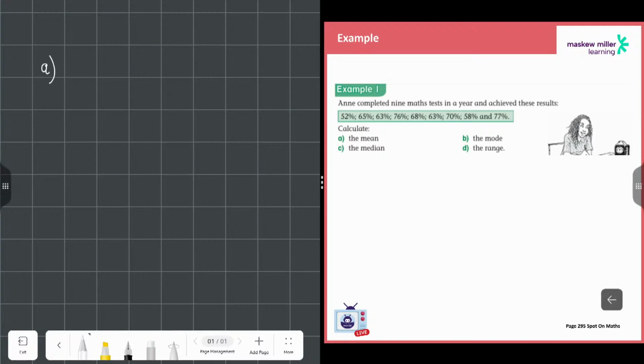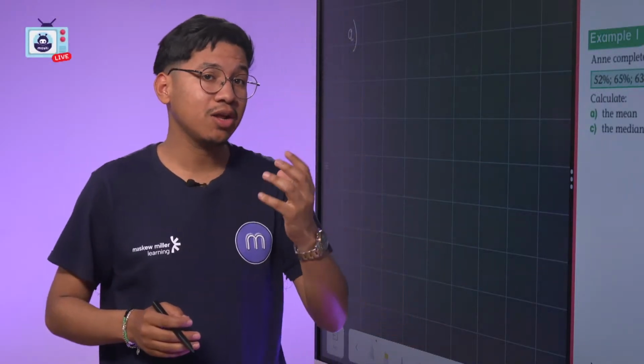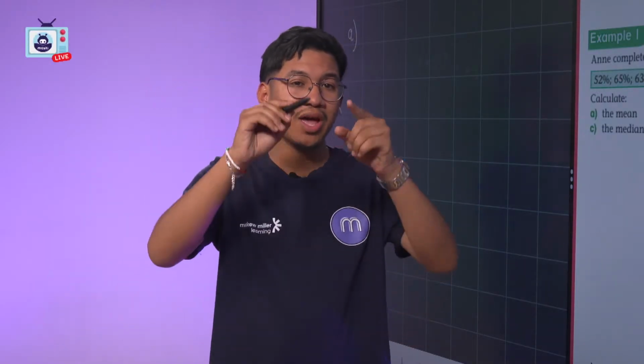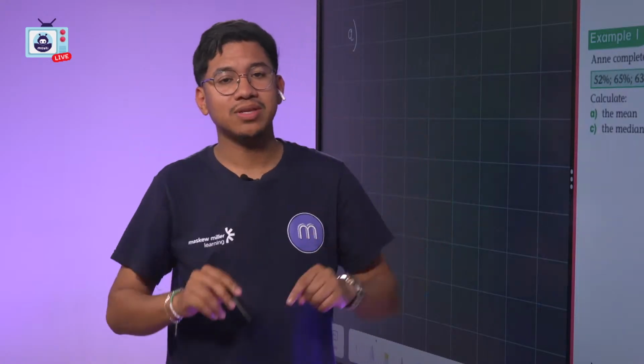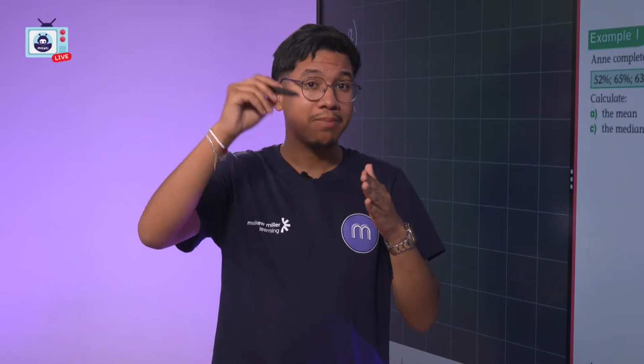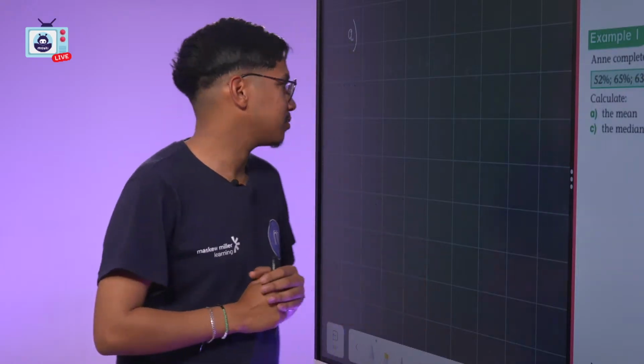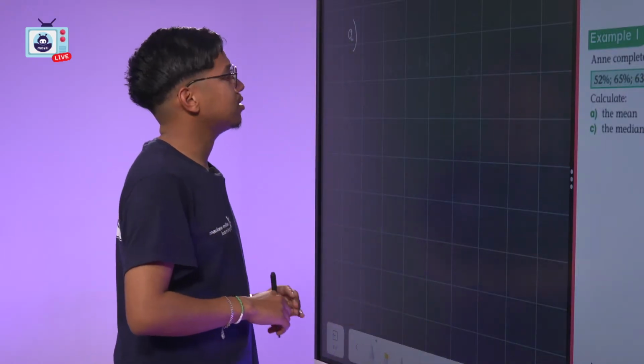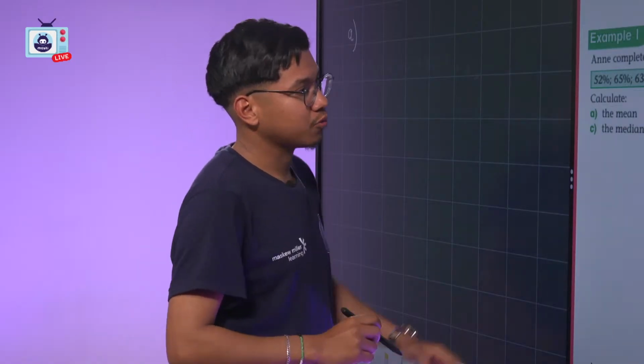Or let me first ask, what's another word for mean? It is the average. And my understanding of the average is I need to add all the numbers in the data set, and I must then divide it by the amount of numbers that there are in the data set. Right? So let's answer A. So what do I need to do for the mean?